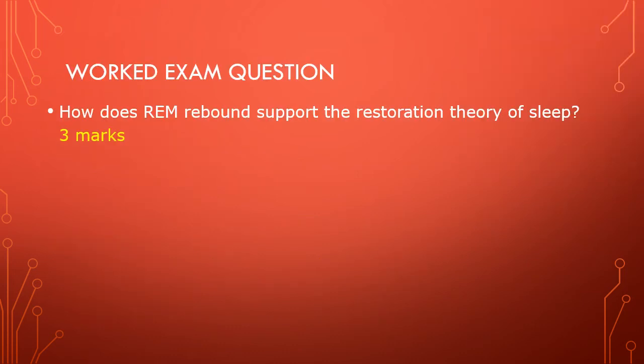So, a worked exam question. How does REM rebound support the restoration theory of sleep? So this is 3 marks. Alright, so we know that REM rebound is part of the question. We know that restoration theory of sleep is too. Because it doesn't say define or anything like that, but it says how, you would need to actually define it. So it would be a definition of REM rebound, a definition of restoration theory of sleep, and then how it actually supports it.